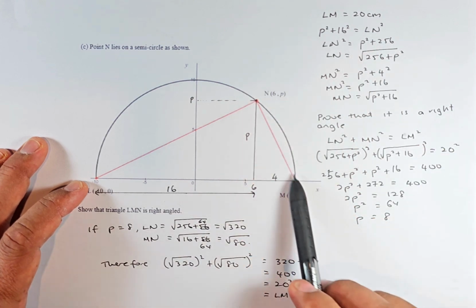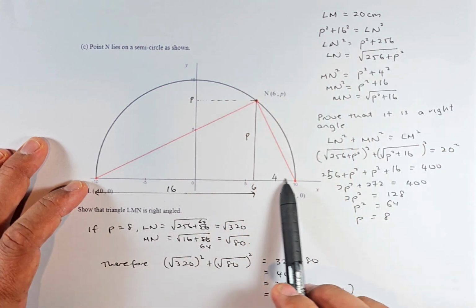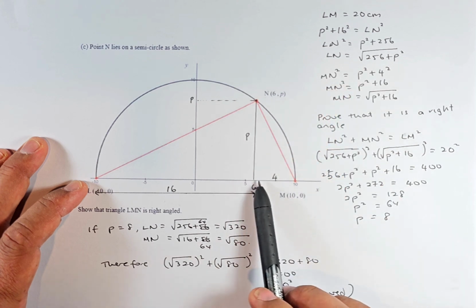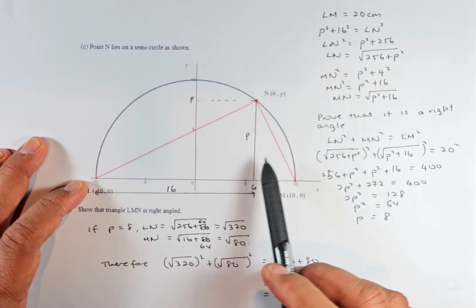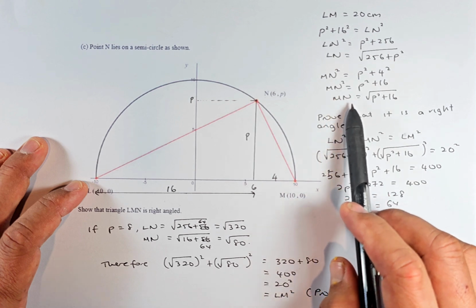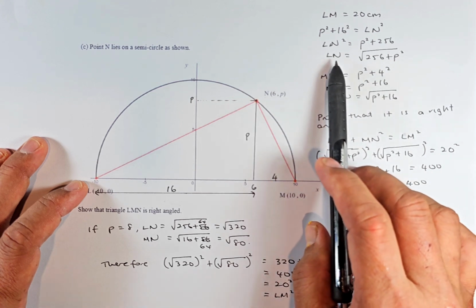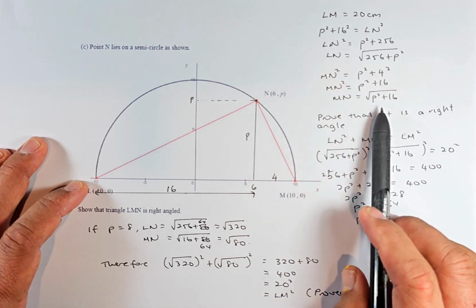MN on the other side is this length here. We know this is P and this is 4. So to get MN squared, take P squared plus 4 squared using Pythagoras. So to get MN, you just need to square root P squared plus 16. So that is the expression for LN and MN.